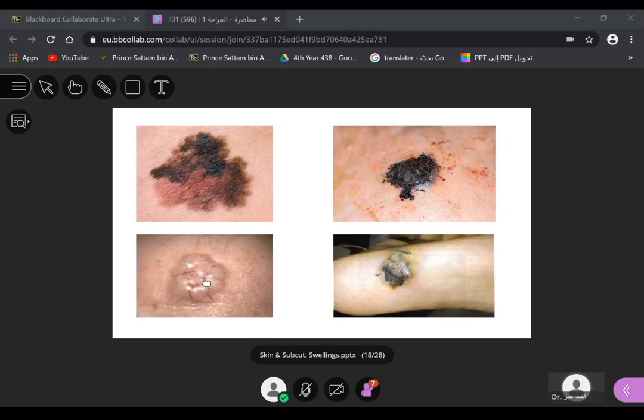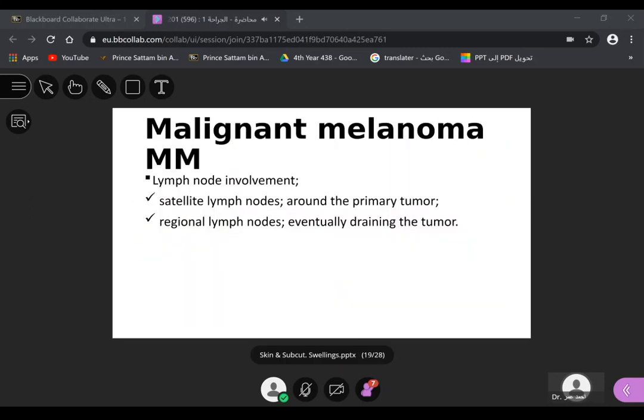And what do you think about this? It does not look black. Yes, this is amelanotic. Okay, so this is how to differentiate between different types of malignant melanoma.